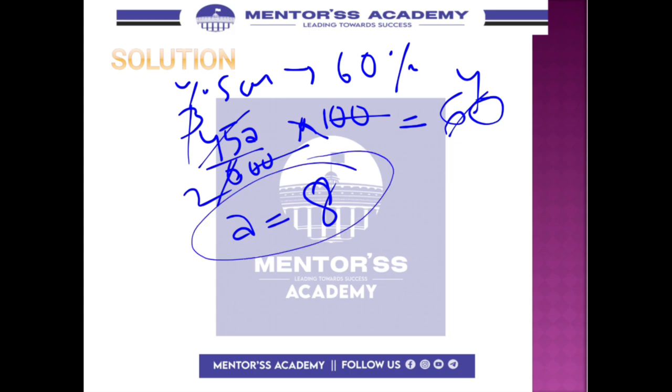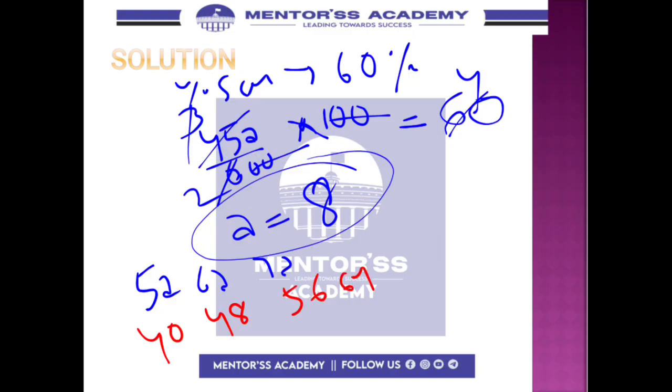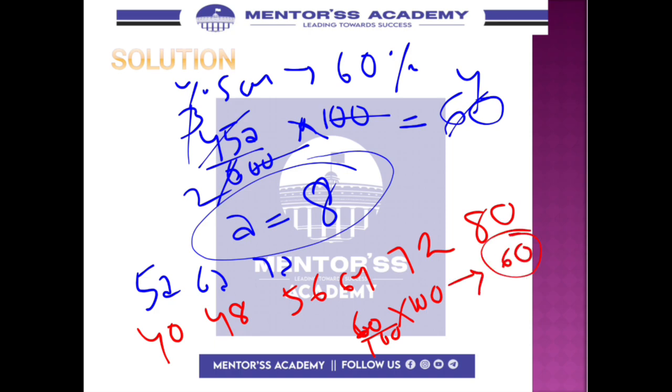The marks obtained would be 5a, 6a, 7a, and so on. So the marks obtained would be 5 into 8, 40; 6 into 8, 48; 7 into 8, 56; 8 into 8, 64; 9 into 8, 72; and 10 into 8, 80. These are the marks obtained in all the 6 papers. It said that 60% is the minimum mark. So 60% of 100 would be 60. So each paper's minimum marks is 60 marks.